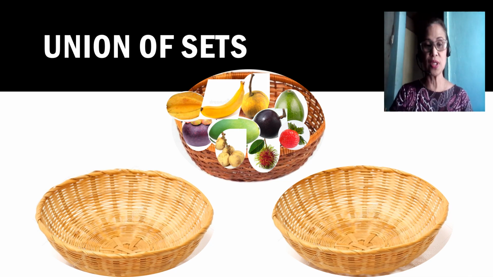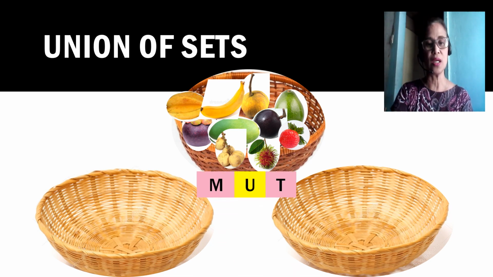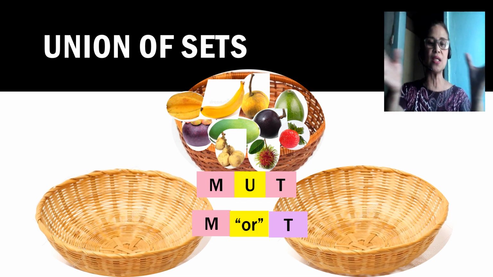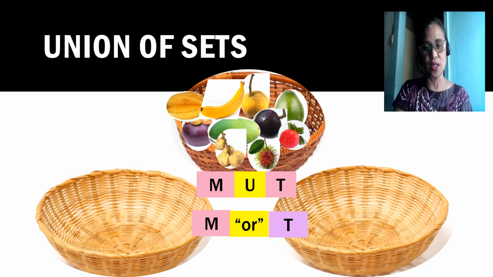So this is now what we call M union with T, or the Monday fruits union with the Tuesday fruits, or we can say M or T, meaning Monday fruits or the Tuesday fruits. So when we use union, it means all the possible fruits have to be placed in the basket, which includes also those fruits that are intersecting or common. Then you add those that are not common.